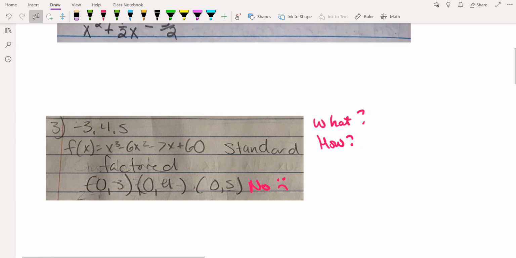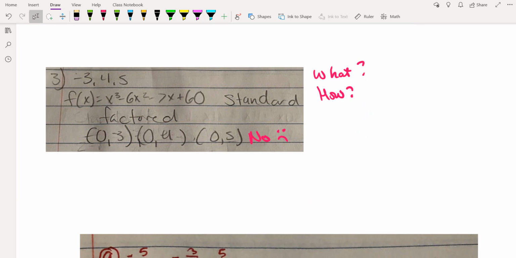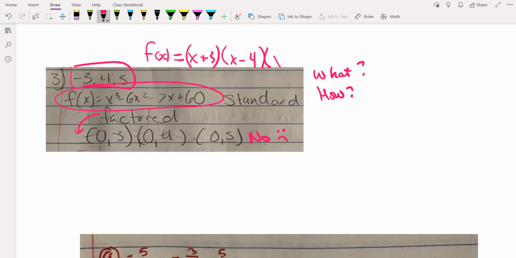Now, here's another student's work. I think this one was question number 3. I have no idea how they came up with this value of f of x equals, boom, there's my standard form. How did you do that? No idea. Show your work. And then this definition down here for factored, nope. When you have those three zeros, your factored form is going to be f of x equals x plus 3, times x minus 4, times x minus 5. Now, you'll distribute that to come up with the standard form version, but that is the correct factored form. Again, show all the steps along the way.